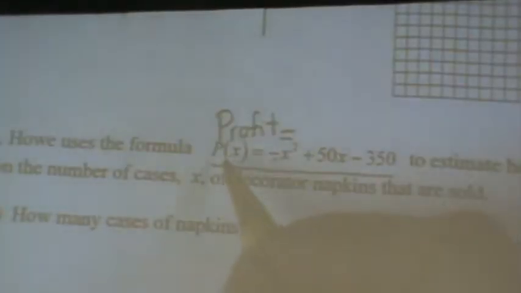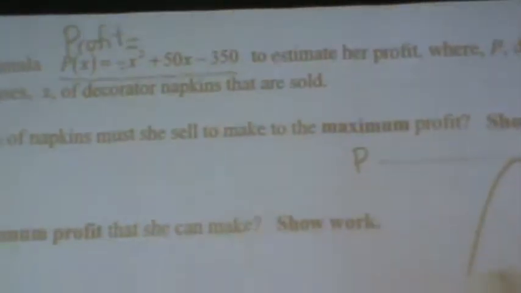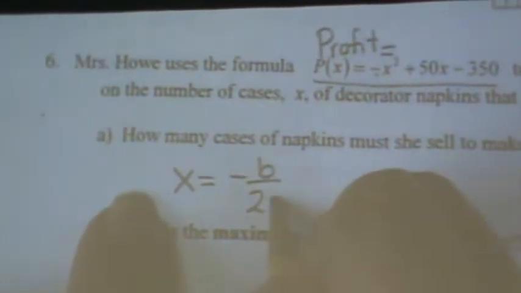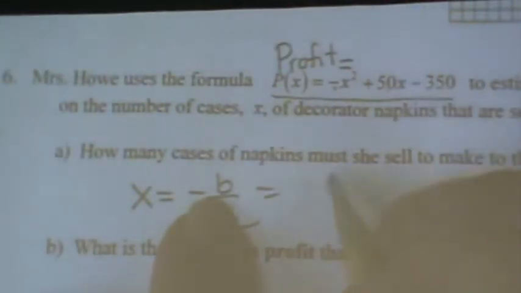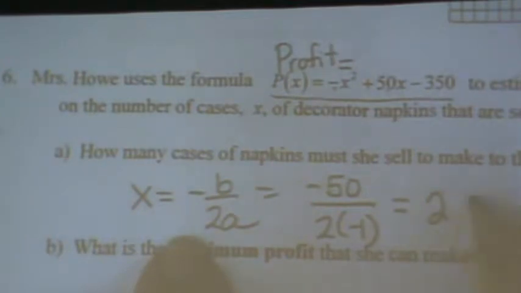So, see this P value? That's your Y value. They want to know what's the most profit you're going to make. What's your P value for how many cases you're going to sell? What are they asking you to find? The vertex. So how do you find the vertex? Negative B over 2A. So you're going to do negative 50 over 2 times negative 1. What do you get? 25. So how many cases?